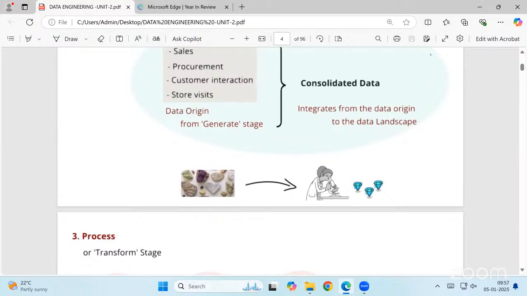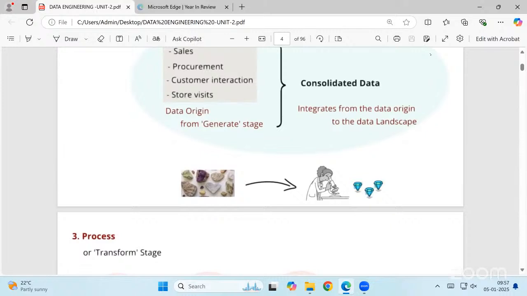Take a gold mine. Once you dig the gold mine, you will get raw gold. But that is not helpful to make ornaments. So that raw gold should go through a certain process to convert into pure gold, and that pure gold is utilized to make ornaments.